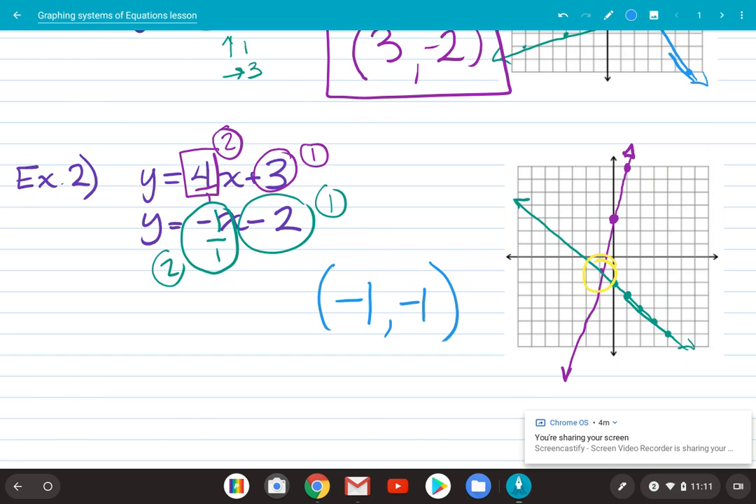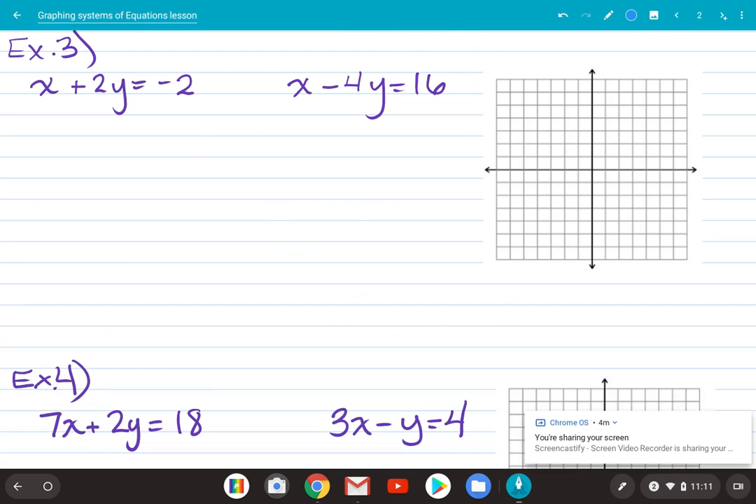Now, sometimes we're not going to have it in a function that we want. So here, excuse me, I wrote them side by side just to make it easier. But these are still the same kind of step, different equation. But if you notice, these are in standard form. It's not slope-intercept. So what we're going to be doing, we put a 1 in front of it.